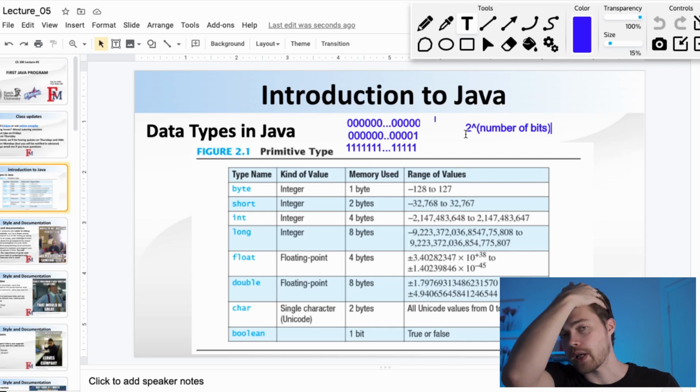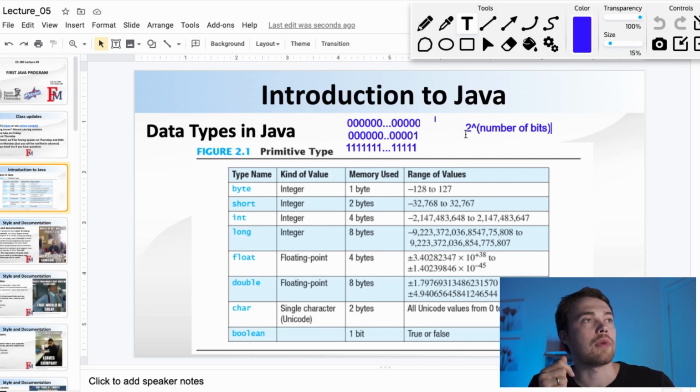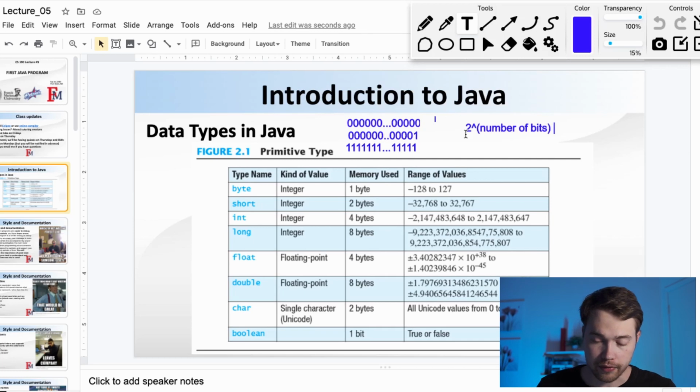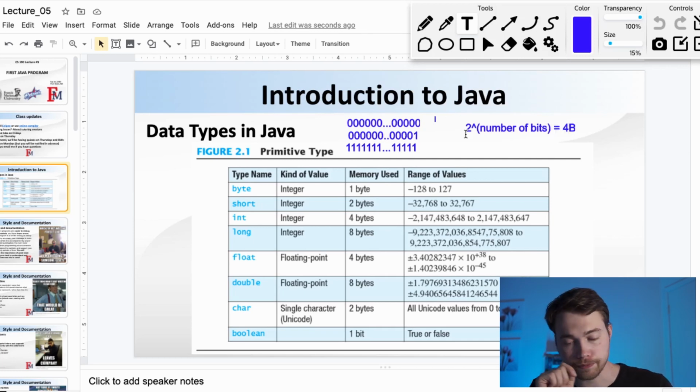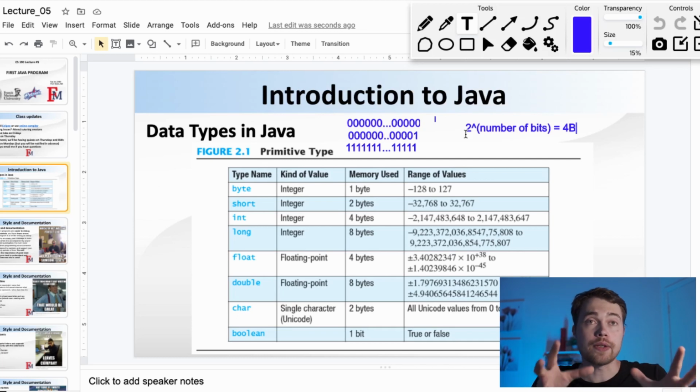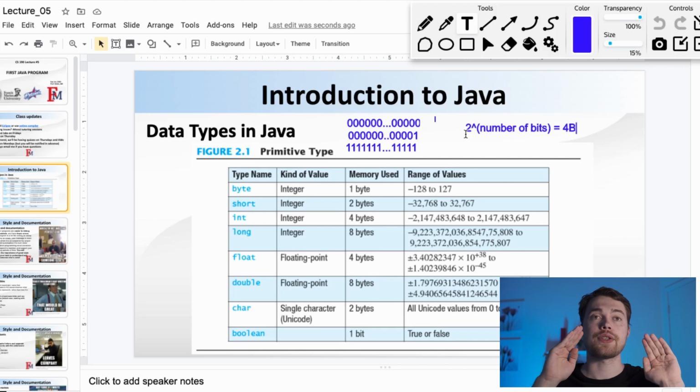In our case, how many bits do we have? We have 32. So 2 to the 32nd power would be, not sure if you know the math well, approximately 4 billion. In other words, in 32 bits, we can at most place 4 billion different values.